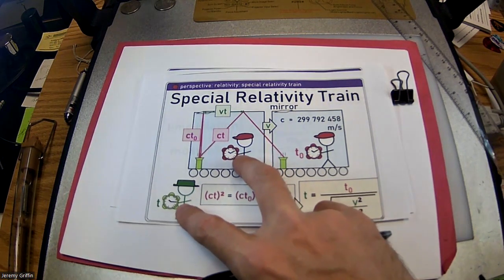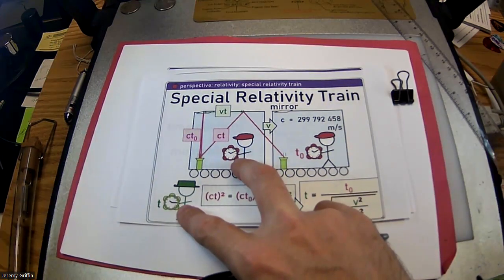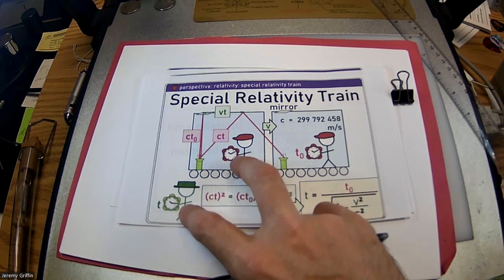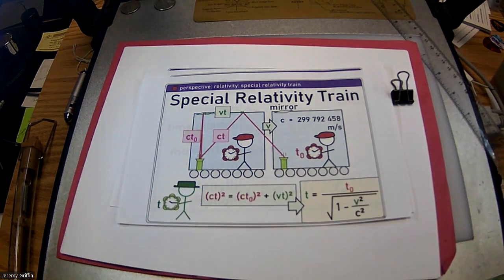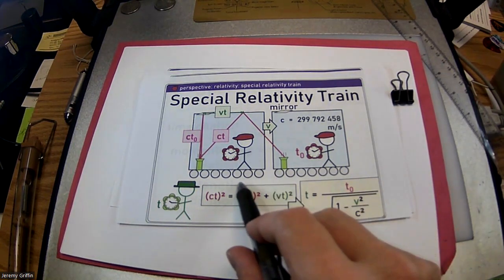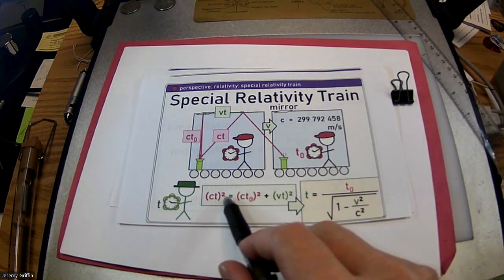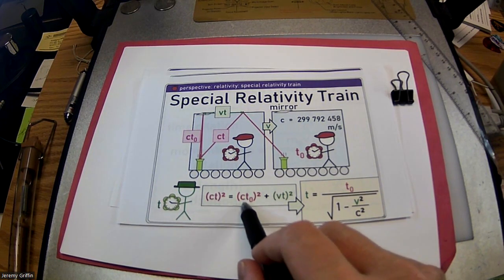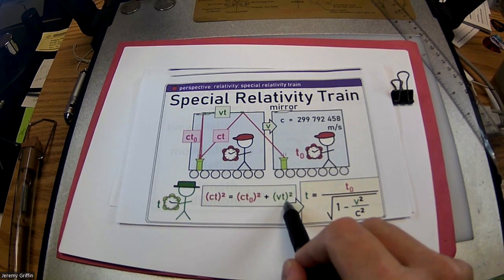So if they each have their own clock, the guy in the moving vehicle sees a certain passage of time, and the guy outside the vehicle sees a certain passage of time, and they're going to disagree about how much time that is. The relationship is here. Here's the Pythagorean theorem: the hypotenuse squared is equal to the sum of the squares of the legs of the right triangle. You guys can do that.